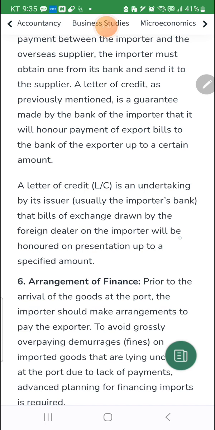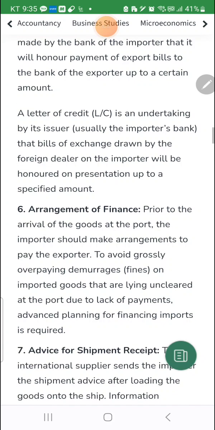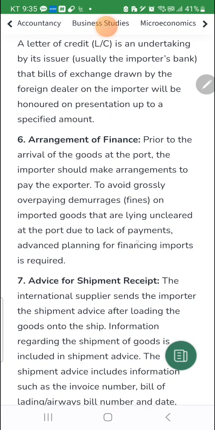Bills, invoices, kind of, or a request for transfer of money. Bills of exchange drawn, written, right? Written for reason, drawn by the foreign dealer, supplier, on the importer, right? To, for, or over. It's just on the importer. Will be honored on presentation, as soon as the bills are presented, on presentation up to a certain specified amount.